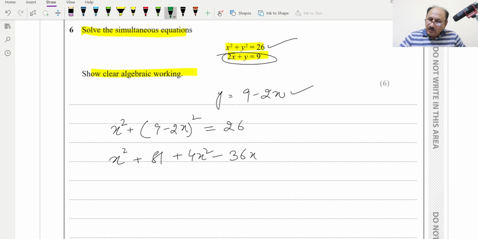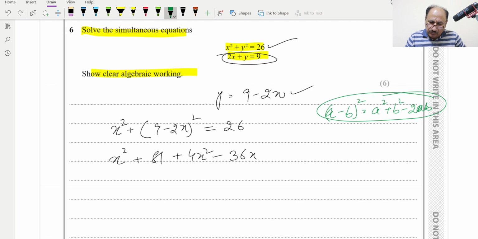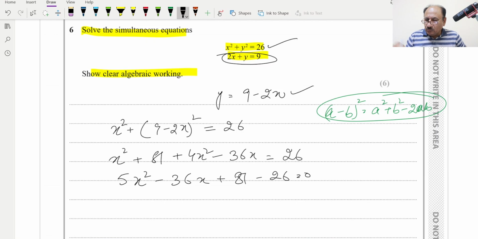We can open the square, so it will be x squared plus 9 squared will be 81, plus 4x squared, and minus 2 into 9 is 18, 18 into 2 is 36, so 36x. What we have done, we are applying the formula (a minus b) squared is equal to a squared plus b squared minus 2ab, and this will be equal to 26. Now we can simplify this, so this will be x squared plus 4x squared will be 5x squared, minus 36x, and plus 81 minus 26 is equal to 0.